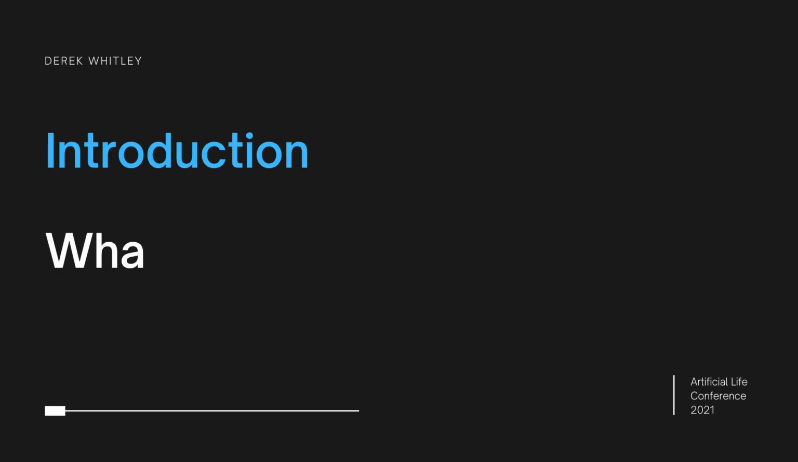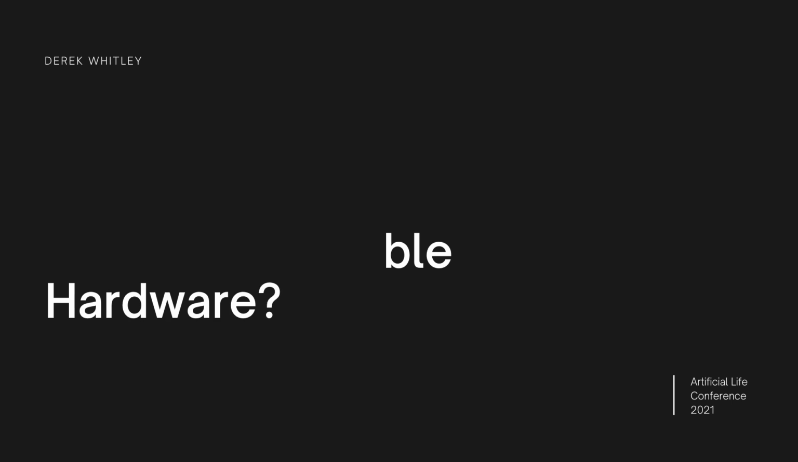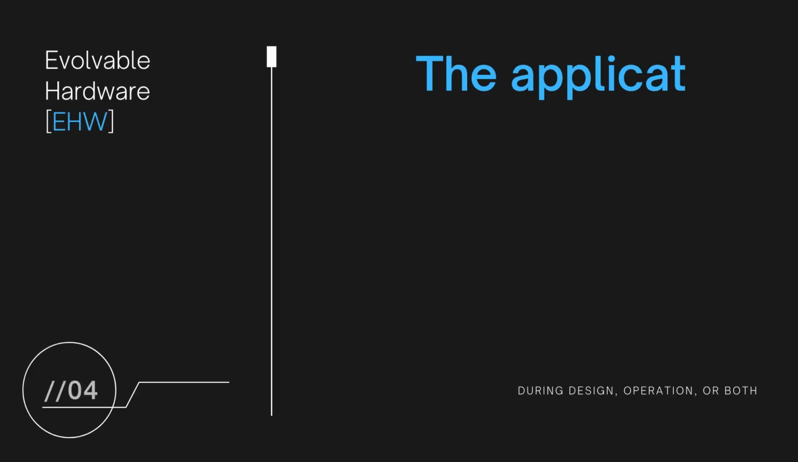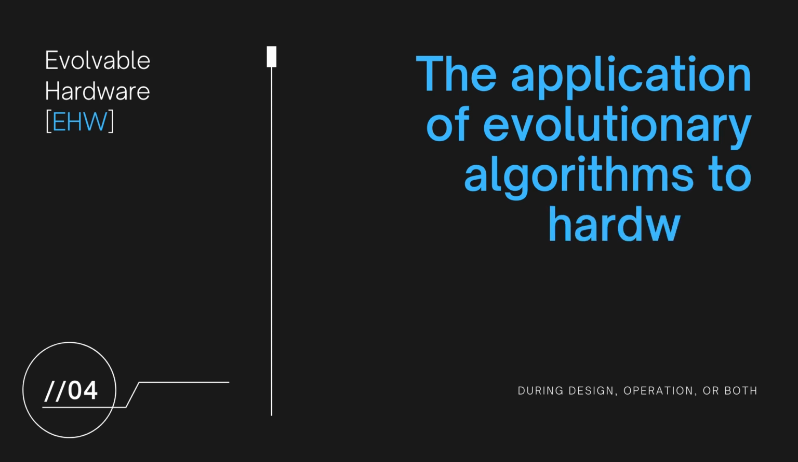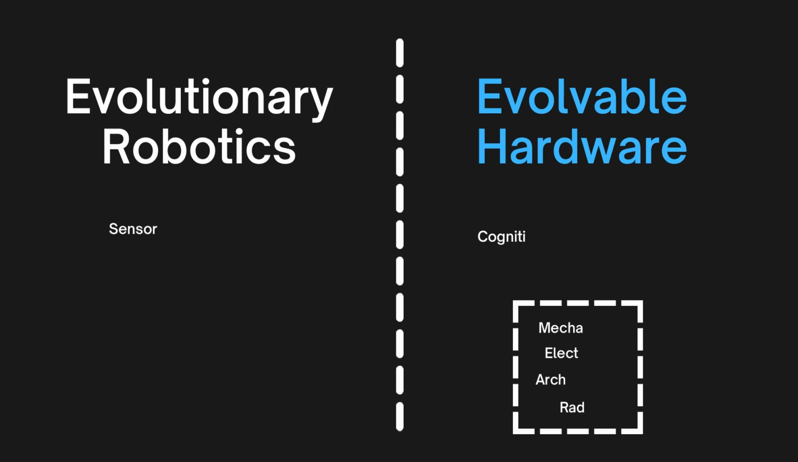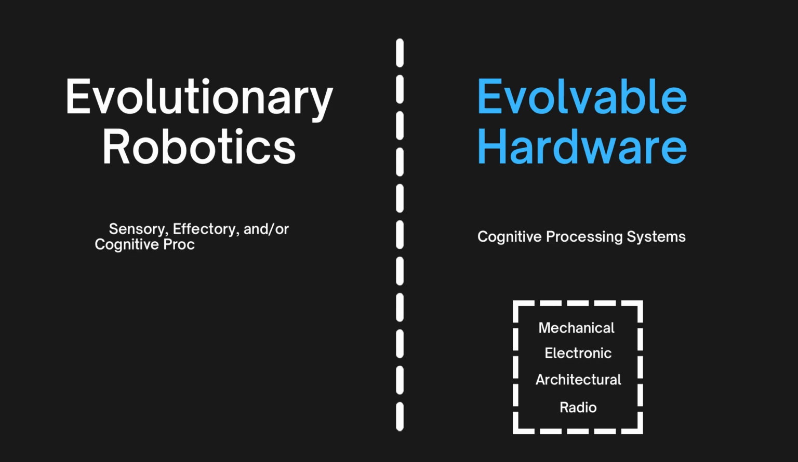So let's get started. What is evolvable hardware? Simply put, evolvable hardware is the application of evolutionary algorithms to hardware systems either during design, operation, or both. Historically speaking, evolvable hardware was born around the same time as evolutionary robotics, and I'd be remiss not to tip my hat at the University of Sussex for birthing both approaches in the same few years. They are differentiated by their specific focuses.